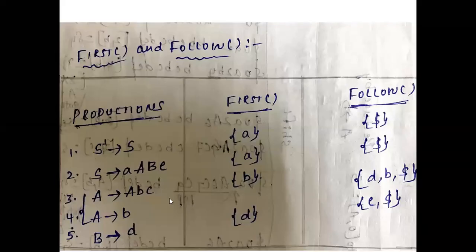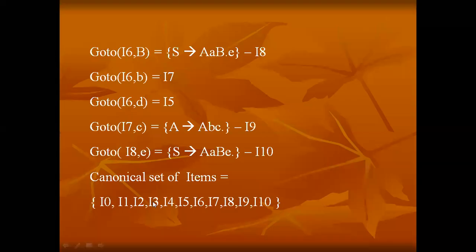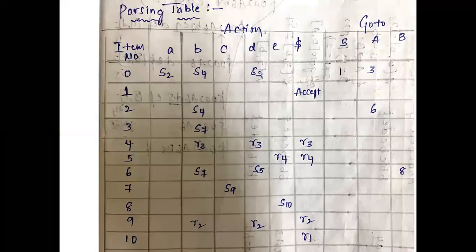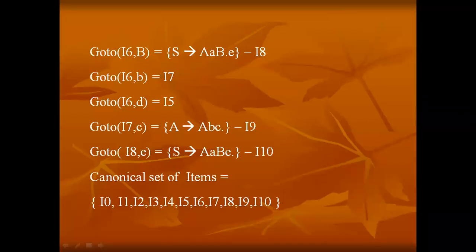Now see here, I7 with C is I9. And please check in the table, I7 with C is S9. It is not an I, it is an S, because we are using a shift operation, S9. And again, check in the computations. Is there any more? Yes.